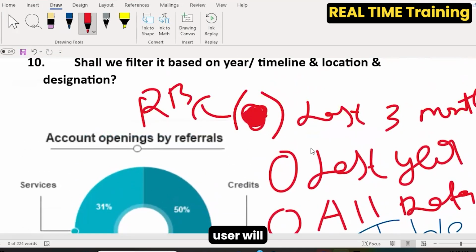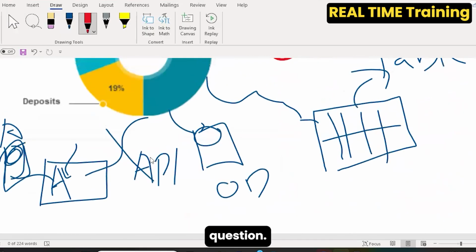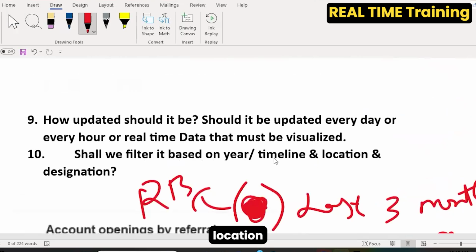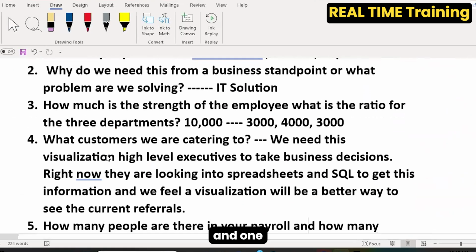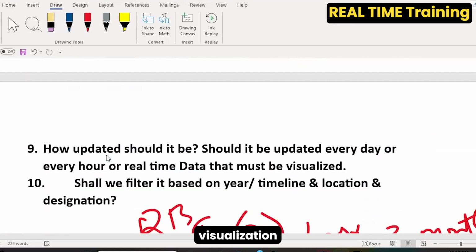So the end user will be able to click on any one radio button and get the visualization, right? So that is this question. Shall we filter it based on year, timeline, location, and designation? Anything else? And what other question is there? Any questions so far? What about the visualization format?